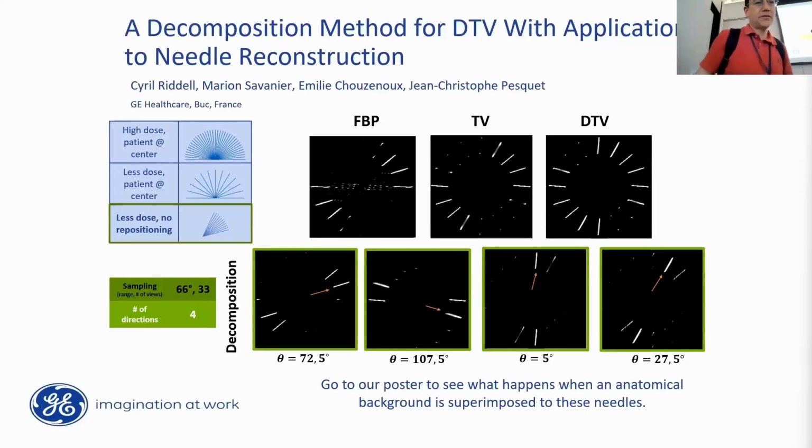Hi, my student Marion Savanier has developed a strong interest in all the flavors of total variation, and in this work she looked at directional total variation, that is enforcing the sparsity in one a priori known direction. So it can be interesting in an interventional setting where you have percutaneous intervention. But then when you have a background, the background does not fit that a priori. So she developed a decomposition method to separate the background from the needles.